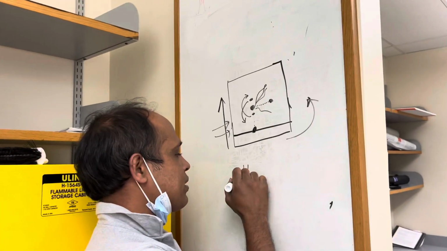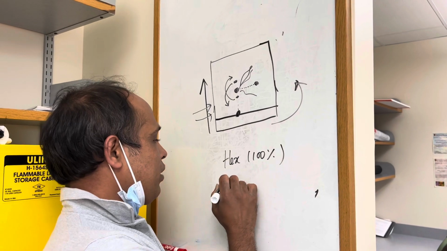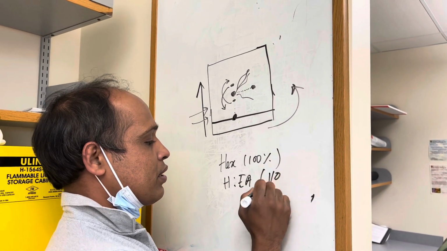One is 100% hexane. Then hexane with 1% ethyl acetate.